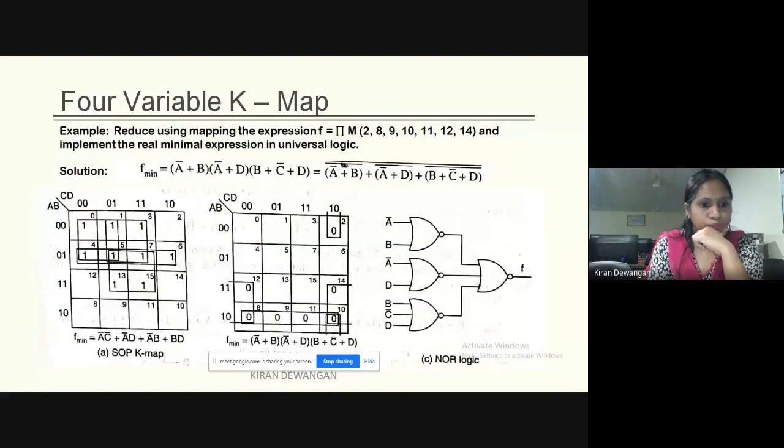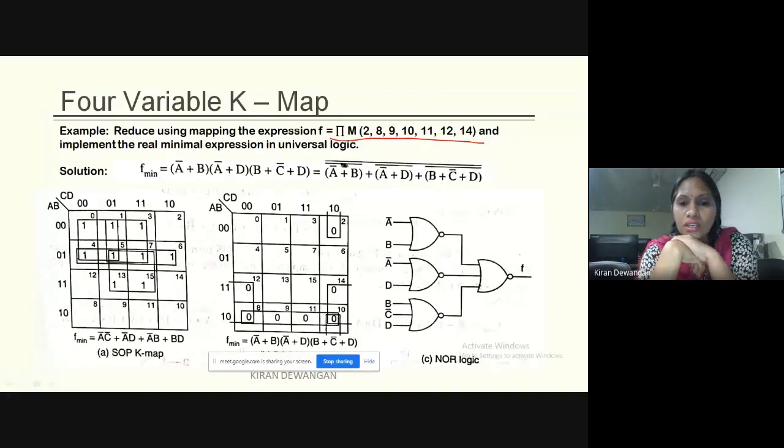Okay. Now this is another example. Reduce using mapping. The expression is given, and implement the real minimal expression in universal logic. Now this is pi m. That means max terms are given. Max term 2, then 8, 9, 10, 11, 12, 14.